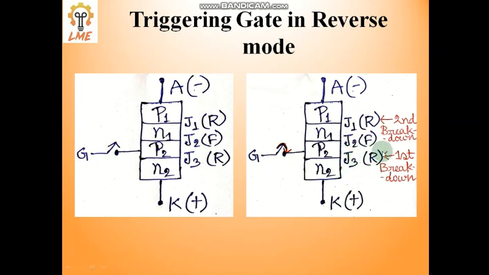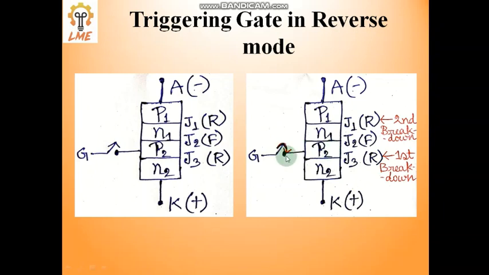What does it mean? The dielectric strength of the J1 layer is less compared to the J3 layer, because P1 and N1 are lightly doped. Means there are fewer holes and electrons, so they create less pressure here. In case of P2 and N2, they are highly doped. Means there are more holes and more electrons, so they create more pressure. So junction 3 will face high pressure by P2 and N2, and junction 1 will face low pressure by P1 and N1.